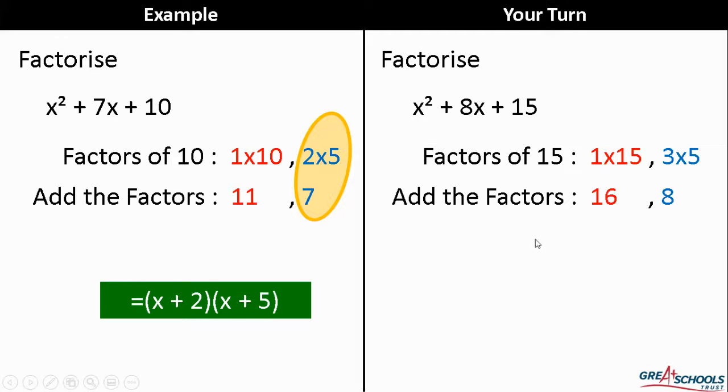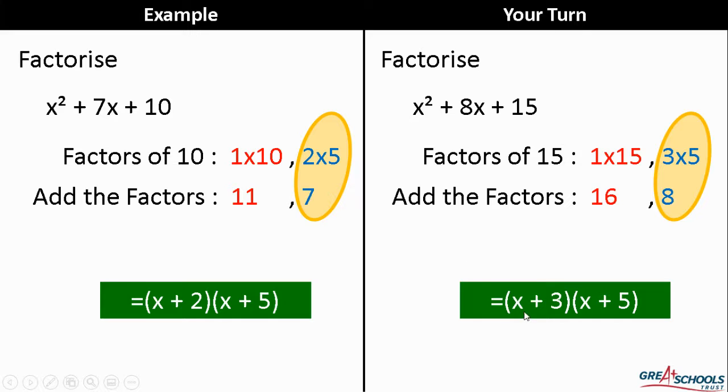So I have found the two factors I need, the 3 and 5. So I just put them in two brackets, x plus 3, x plus 5. And if we were to multiply that out, we would end up with this expression here.